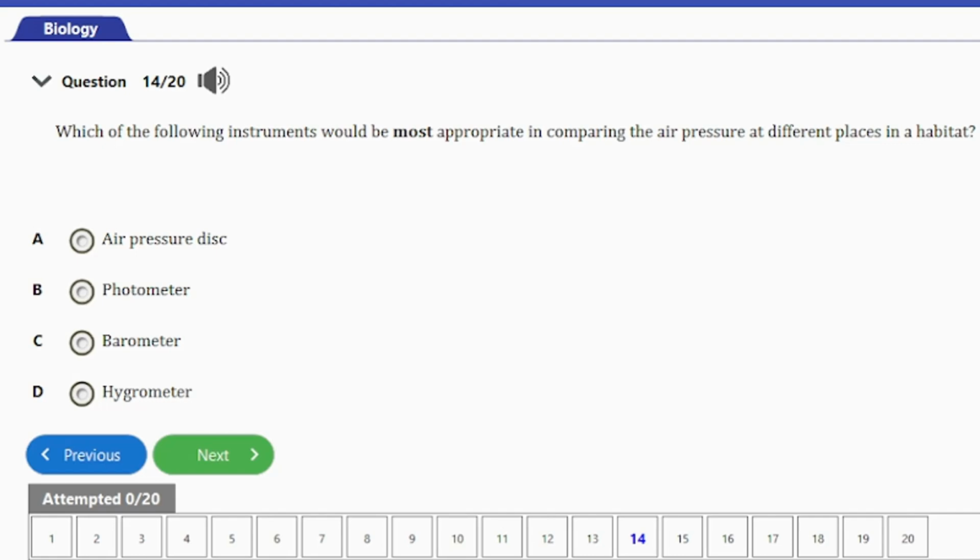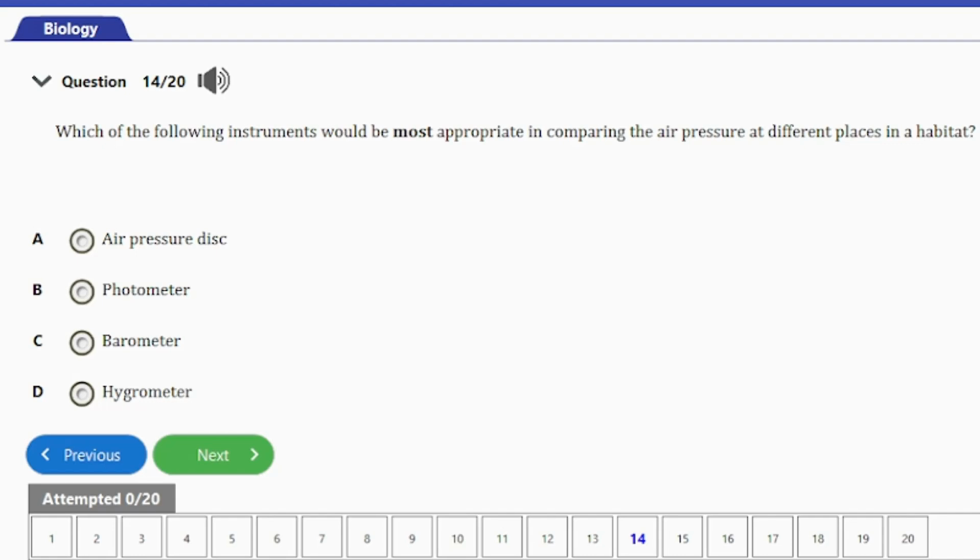Question number 14 here. It says, which of the following instruments would be most appropriate in comparing the air pressure at different places in a habitat? We have A, air pressure disc. B, photometer. C, barometer. And D, hygrometer. So guys, the answer to this question is option C here, and that's barometer.